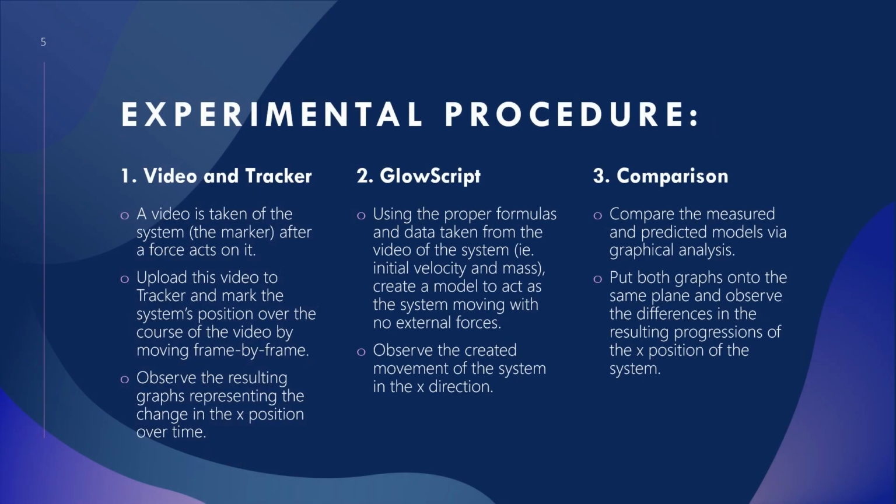The procedure is this. The first step is using the video in Tracker. The video of the marker is taken and uploaded to Tracker, in which case the mass of the system is selected frame by frame in order to observe the resulting graph representing the x position over time. FlowScript is then used by taking the initial velocity, mass, and a few other constants in order to determine a model for the x position of the system over time.